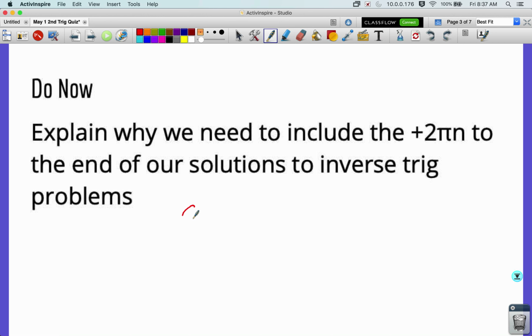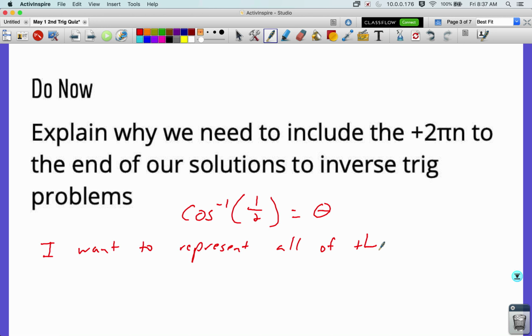So if I'm doing something like the inverse cosine of 1/2, what's happening here is that I want theta to represent all of the angles that have an adjacent over hypotenuse of 1/2.